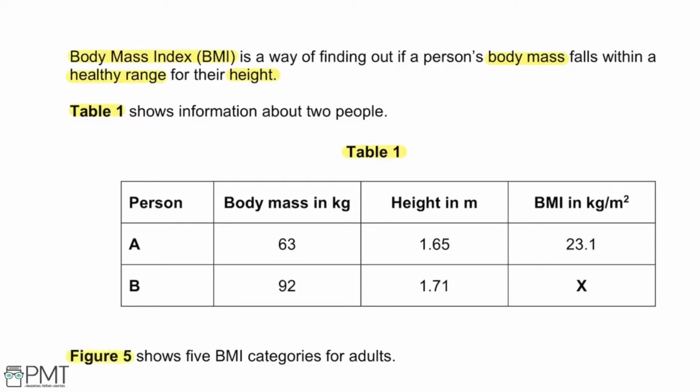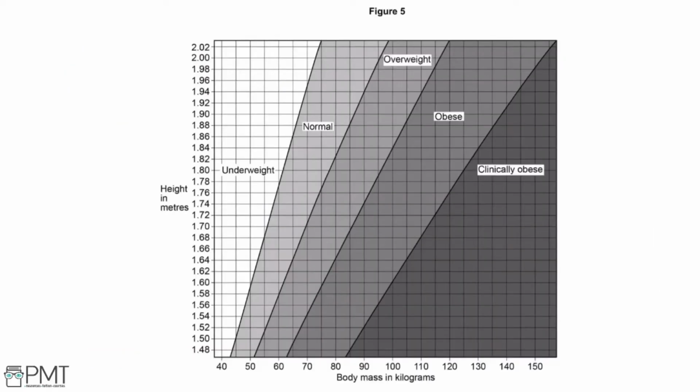Figure 5 shows 5 BMI categories for adults. So this is figure 5. On the y-axis we have height in metres, and on the x-axis we have body mass in kilograms. And each of the different colours of shading represents a different category. There's underweight, normal, overweight, obese, and clinically obese.